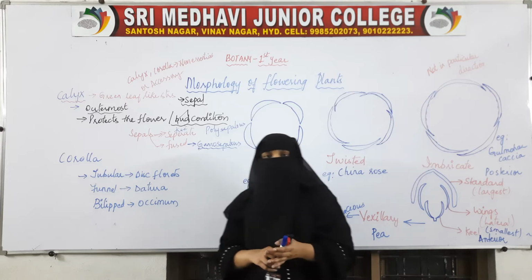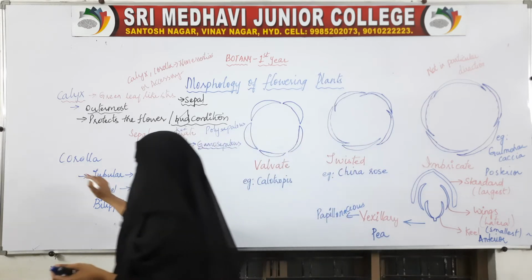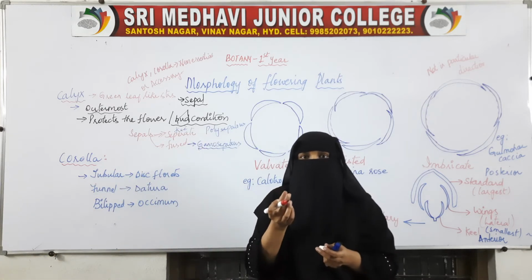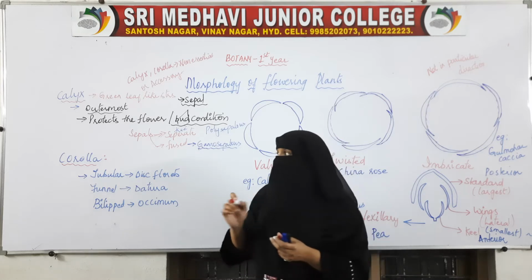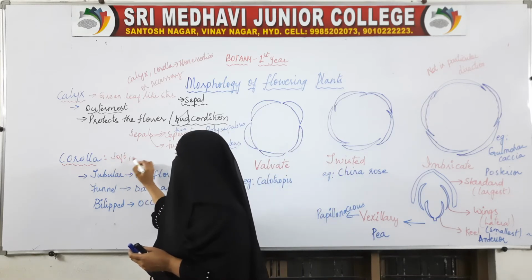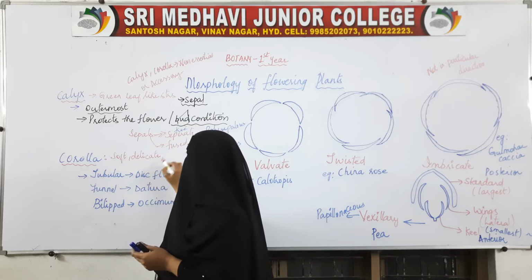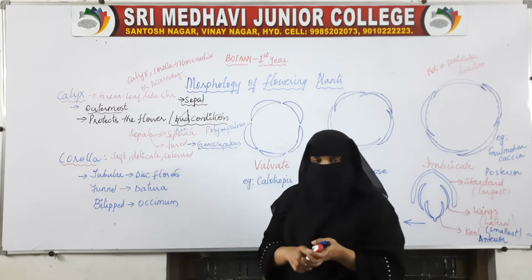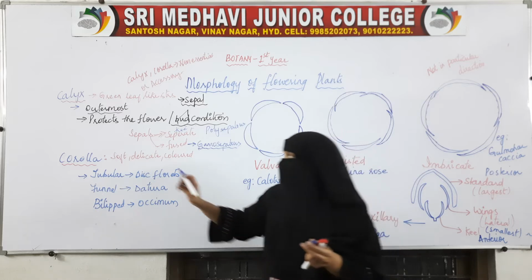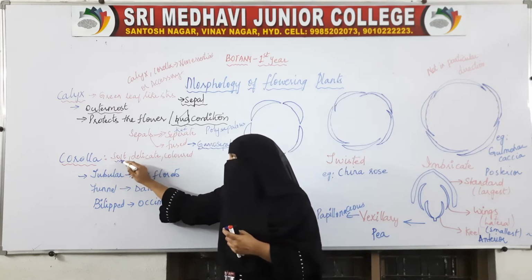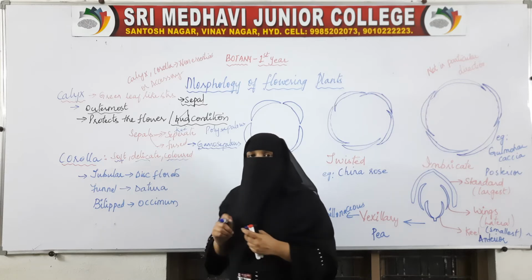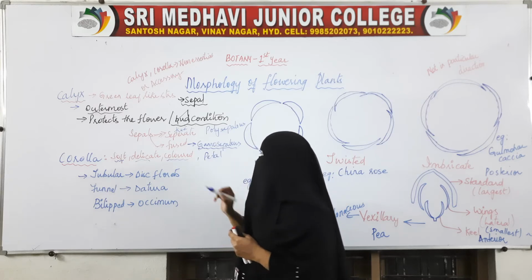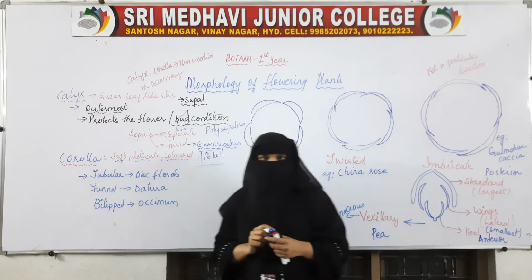Now moving on to the next whorl, that is the corolla. The corolla, the second whorl of the flower, consists of soft, delicate structures of different, attractive colors. These colored structures are called petals.